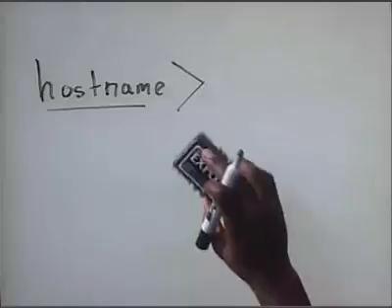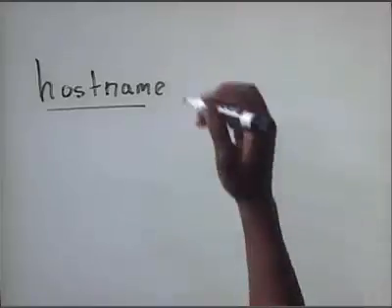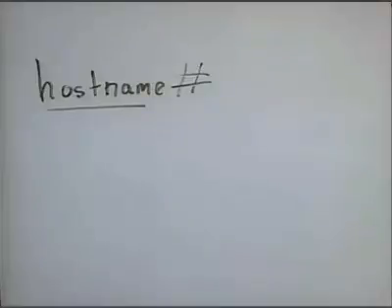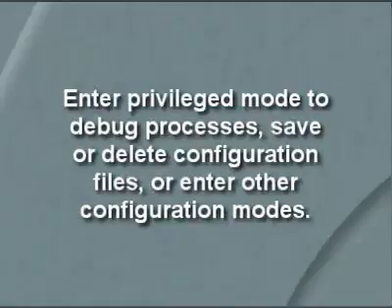It's in user mode that you can have a limited examination of the switch or router. This is what I like to call the look but don't touch mode, because you can't really do much. The privilege mode prompt is like a pound sign. In privilege mode, you can have a detailed examination of the switch or router. It's in this mode that you can debug, you can delete. It's this mode that is the prerequisite for all other configuration modes.